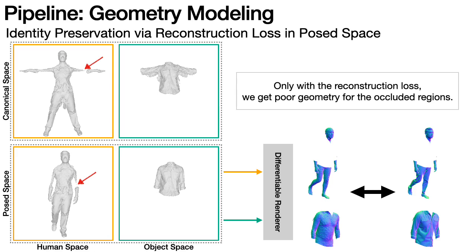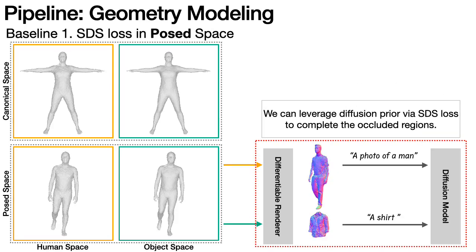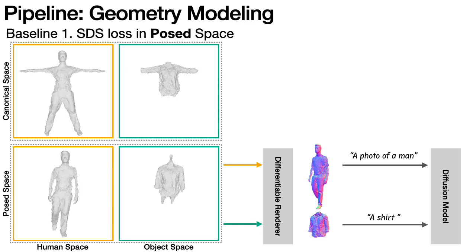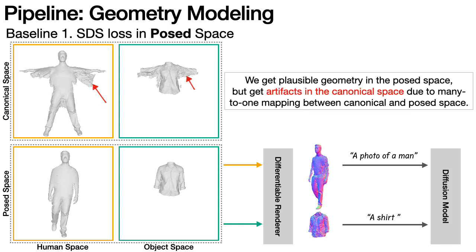However, only using the reconstruction loss, we get poor geometry for the occluded regions. Hence, we leverage the geometry prior of the pre-trained diffusion model to complete the occluded regions by applying the SDS loss in the posed space. By applying the SDS loss in the posed space, we get plausible geometry in the posed space.